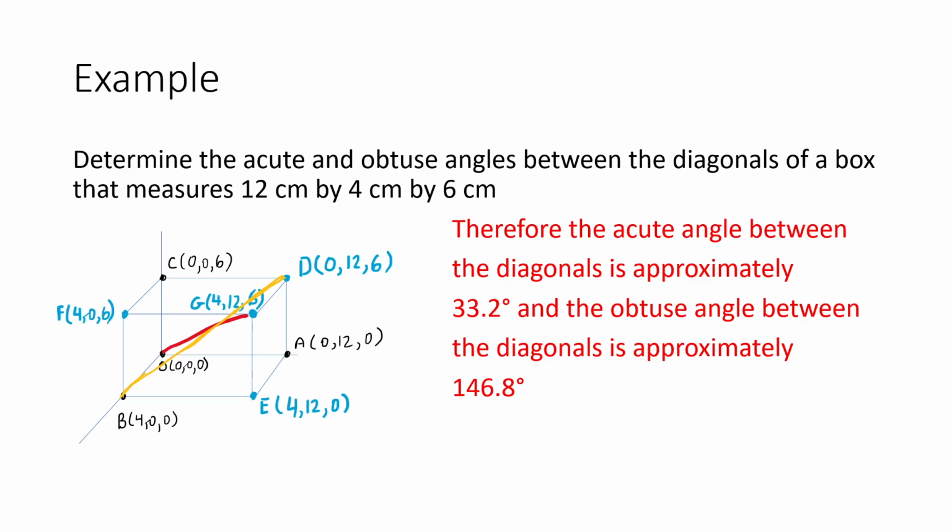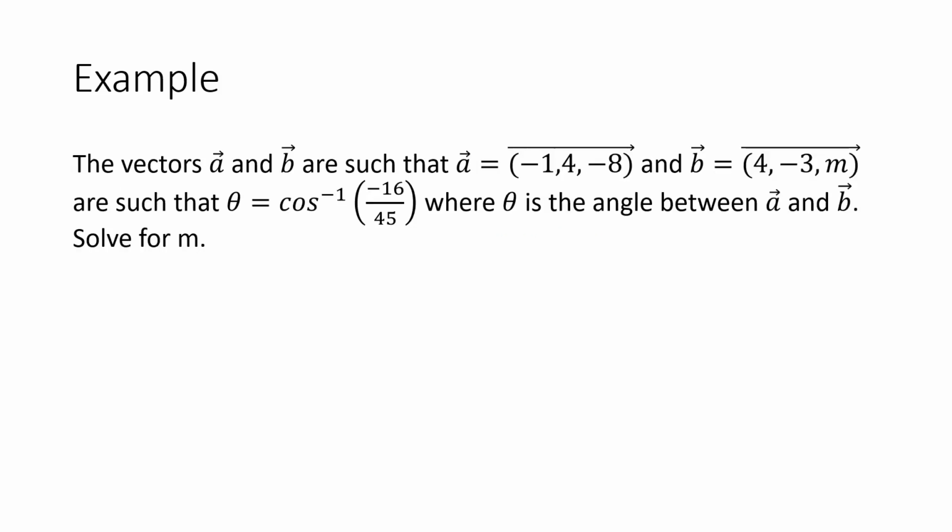Now, something I want to mention is that if you drew different diagonals, so let's say you drew the diagonal from B to D that I have shown in yellow, but if you drew this other diagonal from C to E, instead of the one from O to G, you might have come up with a different answer. So there are different possibilities here, depending on which two diagonals you choose to draw.